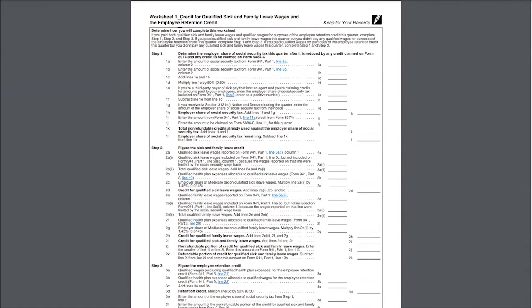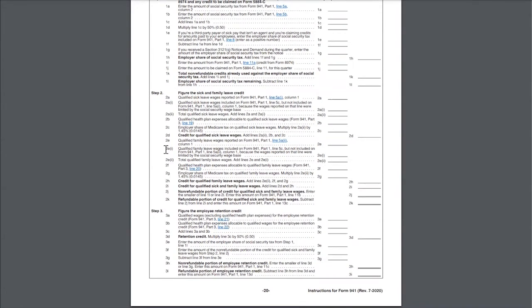However, if you do want to do it, let's look at the forms that you need. To start, you need a worksheet that will help you to figure out all your numbers. So let's look at this worksheet together. This is worksheet number one, credit for qualified sick and family leave wages and the employee retention credit. There are two different forms online. They call both worksheet one, but one is credit for qualified sick and family leave wages only, and it has step one and step two. For the retention credit, you need the form that has step three.